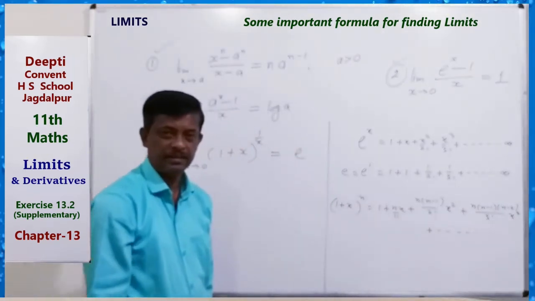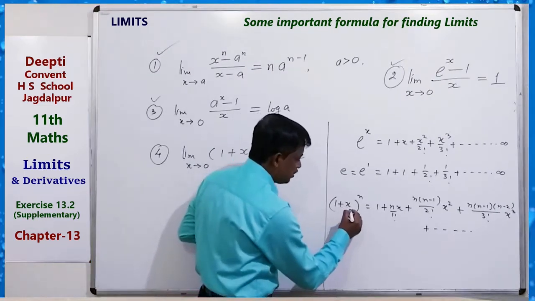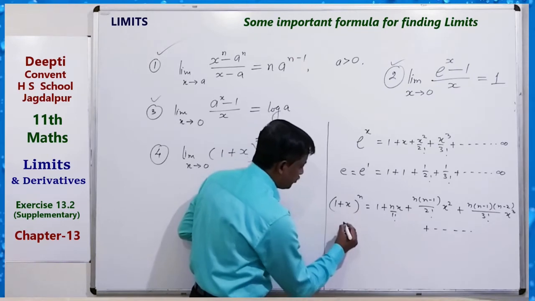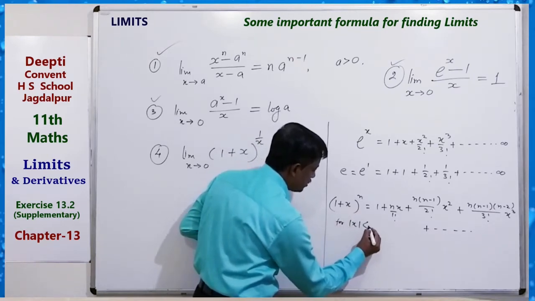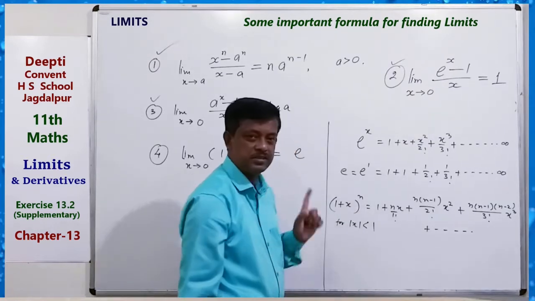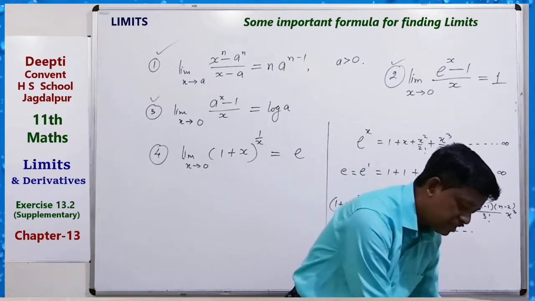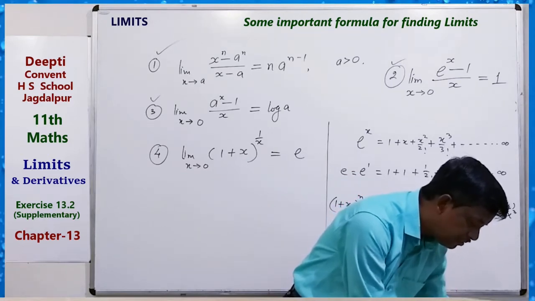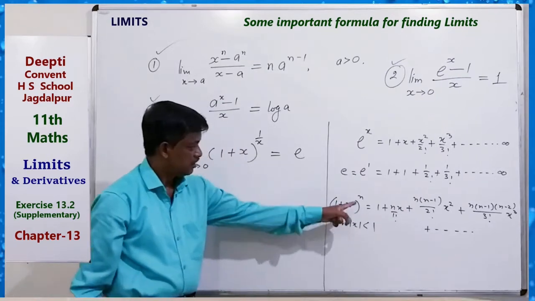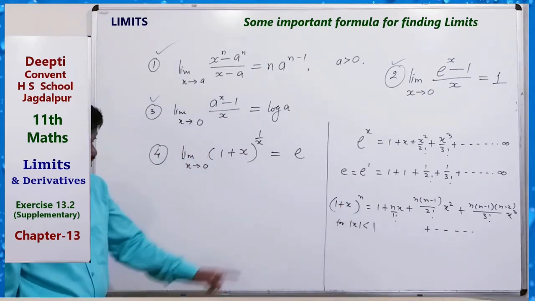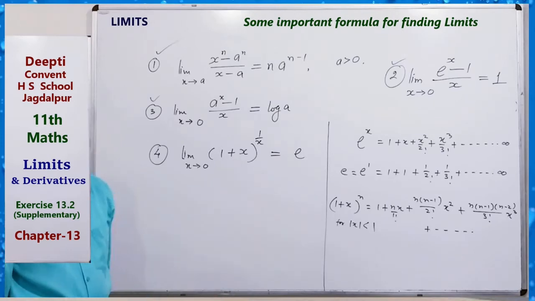This binomial theorem is defined for mod x less than 1, because in the provided list of expansions we see this binomial expansion. This expansion can be used for finding this value.